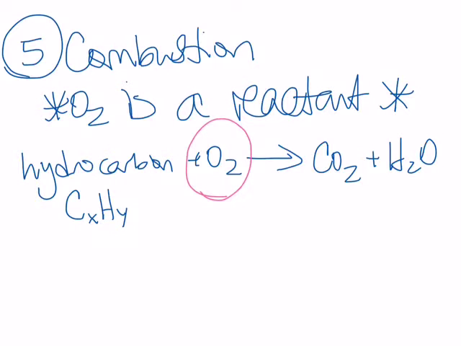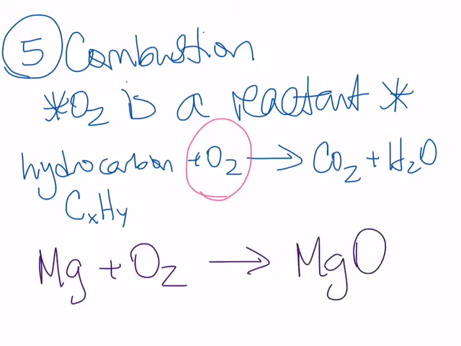Some combustions can also be categorized as synthesis reactions. For example, if you had Mg and O2, and you see it makes MgO, this is a synthesis reaction. You've got two elements combining to make a more complex product, but it's also combustion because one of your reactants was oxygen.